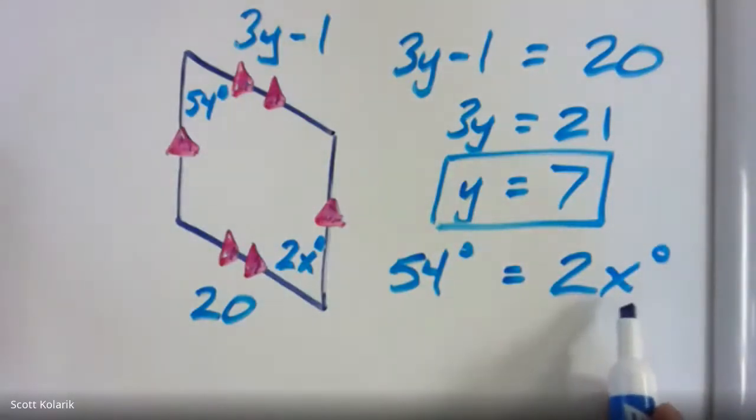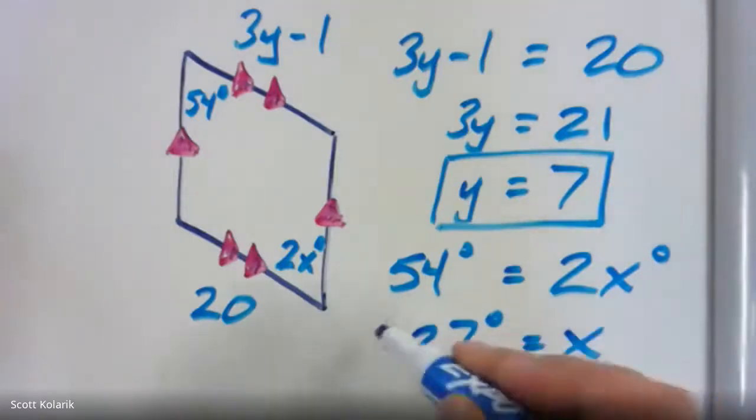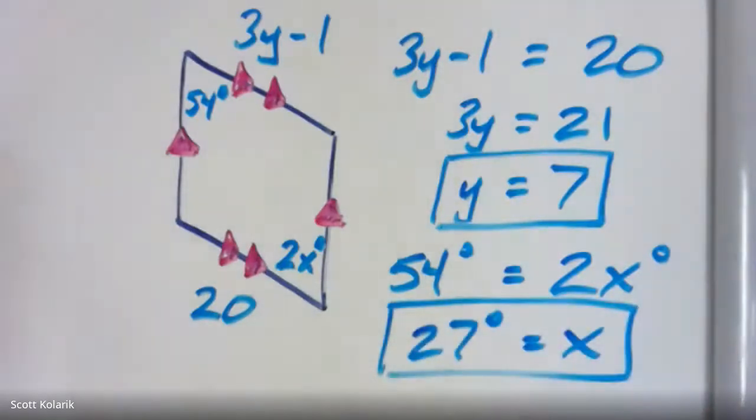And again, I'm solving for the variable here. I'm asked to solve for the x and the y. So in order to do that, I would divide both sides by 2, and I would find out that x is in fact 27 degrees. That one was a 1-step algebra problem, but that's how you'll go about solving it.